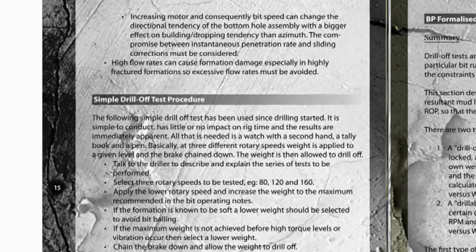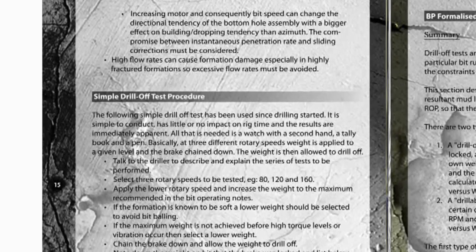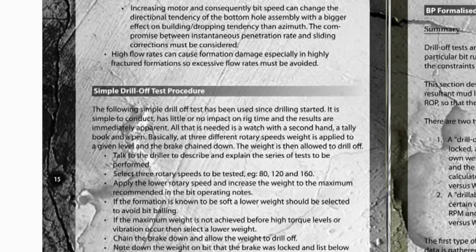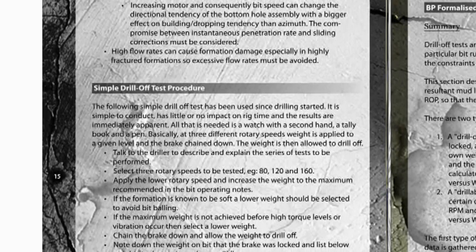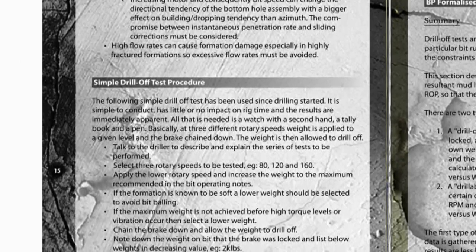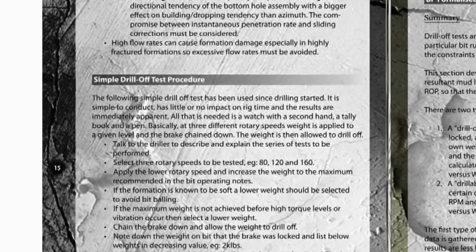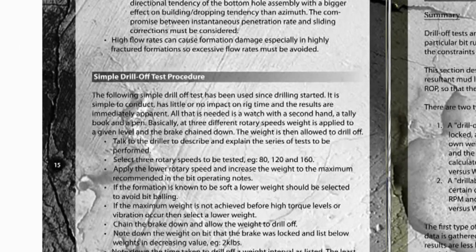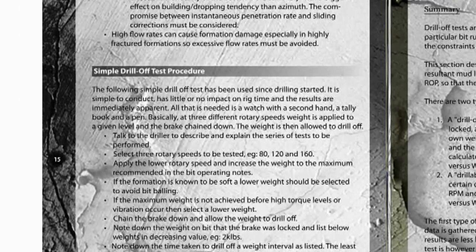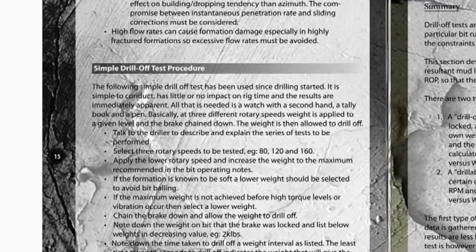Simple drill-off test procedure. The following simple drill-off test has been used since drilling started. It is simple to conduct, has little or no impact on rig time, and the results are immediately apparent. All that is needed is a watch with a second hand, a tally book, and a pen. Basically, at 3 different rotary speeds, weight is applied to a given level and the brake chained down.